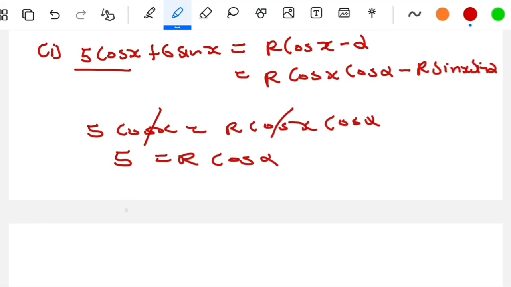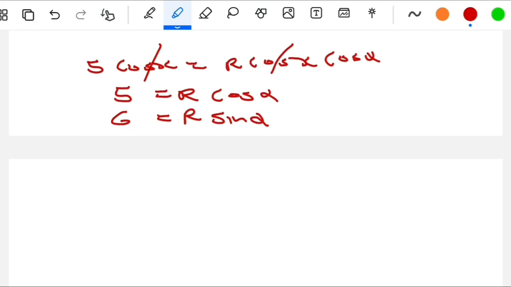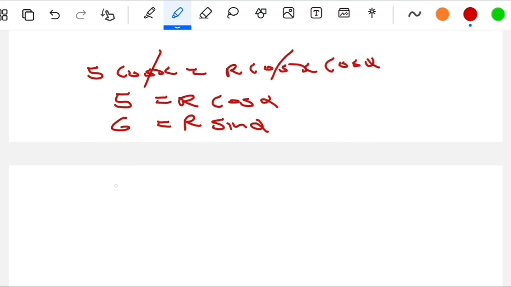Then you do the same thing for sine, and you're going to remain with 6 equals, here I made an error, it's supposed to be plus, so you're going to have r sin alpha. Now having these ones, we can find our r and find our alpha. So this is equation 1, and this is equation 2.